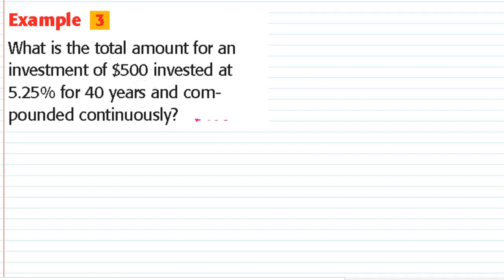For the last problem, if you have $500 and you can invest it at 5.25% for 40 years, how much money would you make after 40 years? Set it up. A of 40 for our time is equal to our initial investment of $500 times e to the power of 0.0525. Make sure you change that percentage correctly. That's usually a common mistake. Times 40. When you plug that in, you get $4,083.08.